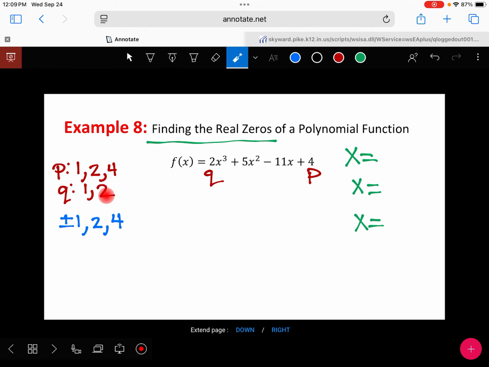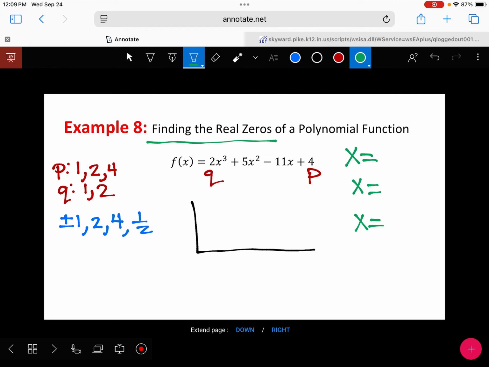Then if you take 1 over 2, that would be 1/2. 2 divided by 2 is 1, and 4 divided by 2 is 2. So we're going to start testing this, and we need to find our first one. So let's start off with 1.